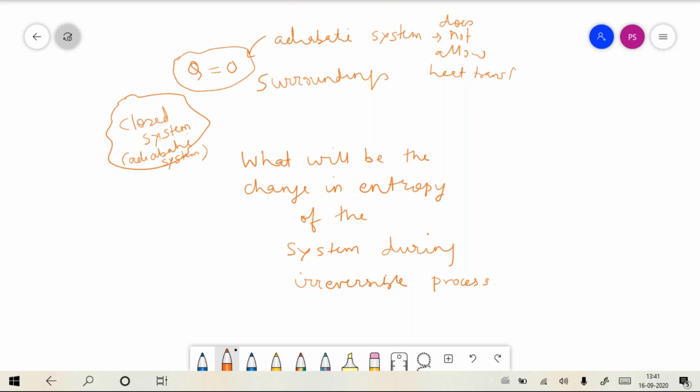So my question is, what will happen to the entropy of the system during an irreversible process? Oh, sure. Rushali is saying it will remain constant. Ritesh is saying it will remain constant. Vedant is saying it will remain constant.